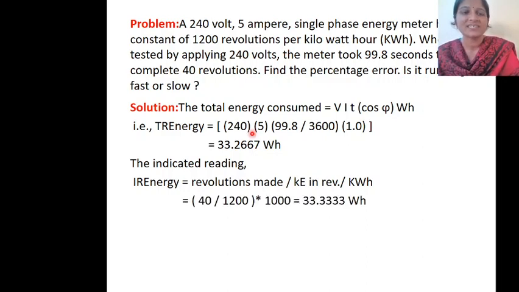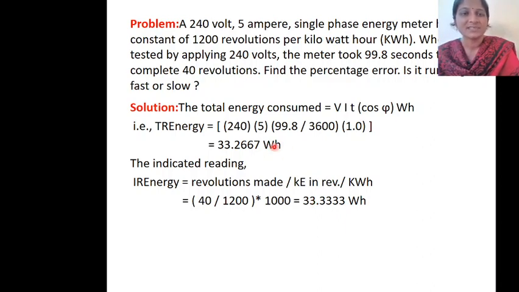So that means 40 divided by 1200. Here the answer is in kilowatt hours. To make it watt hours, to convert, you need to multiply by 1000, which gives 33.33 watt hours. So this is the indicated reading, but the other is the true reading, the actual reading.